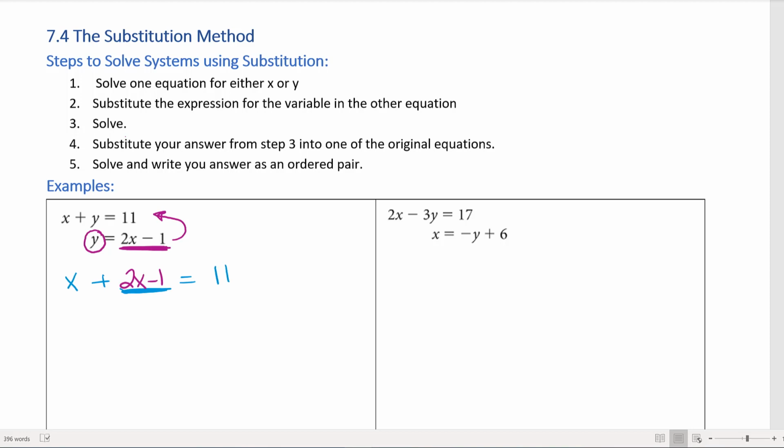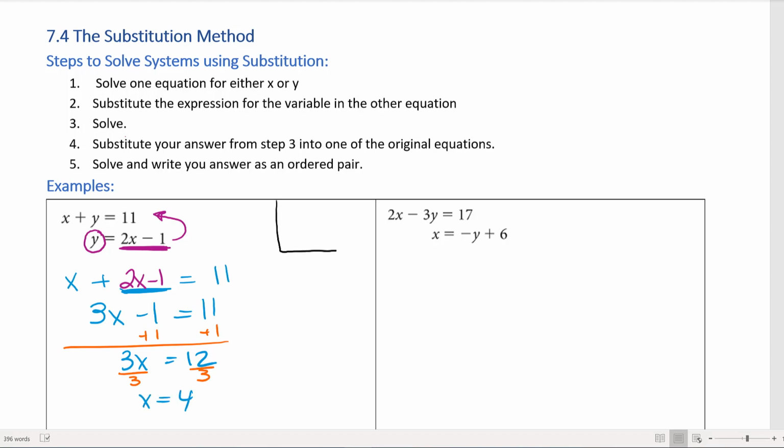So that leaves me with x plus 2x, that's 3x. I'm going to add 1 to both sides. 3x equals 12, and then divide both sides by 3. So that gives me x is equal to 4. So my answer is x equals 4. That's not my entire answer, but that's the x coordinate of my ordered pair.